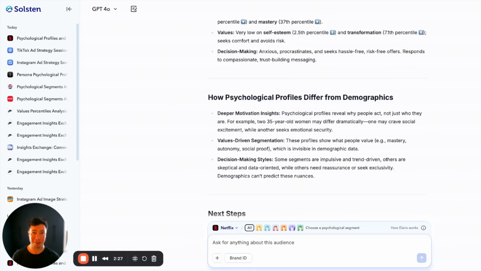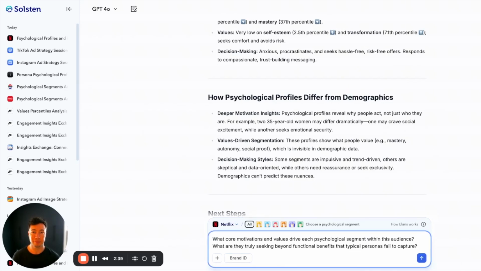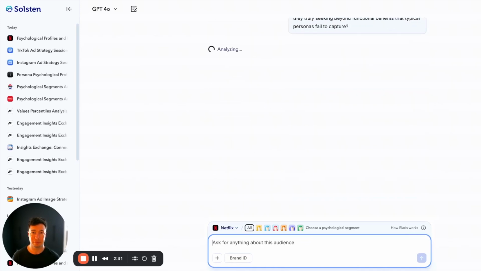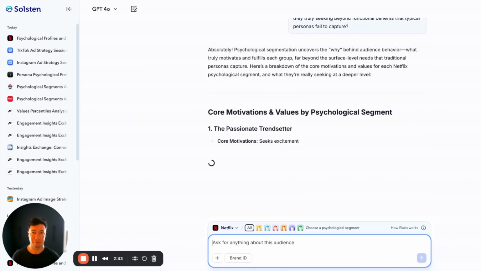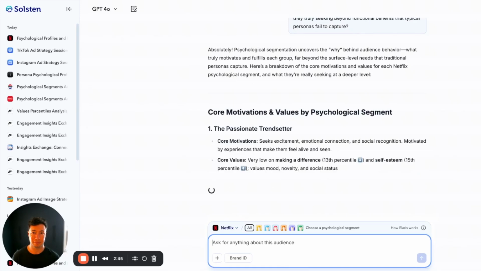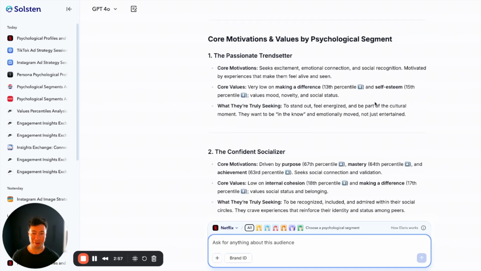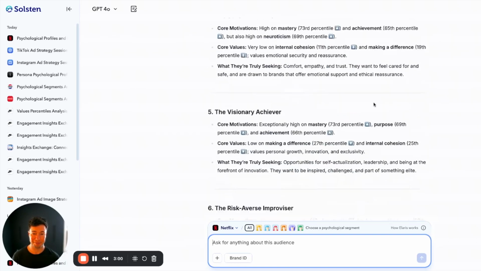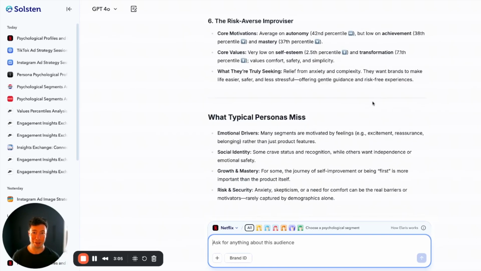The next step is to understand their deep motivations and values. We'll use this prompt to do that. You can see that for each psychological segment, Alaris identifies the core motivations and values. And it also tells you what typical personas miss.